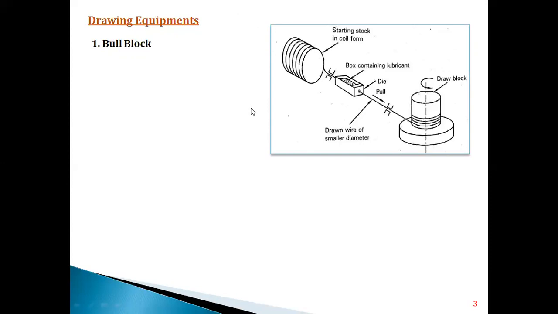We can go on coiling the material around this draw block. Generally the bull block equipment mainly consists of a wire drawing die. This is a wire drawing die, and it is made up of tungsten carbide material. Then there is a rotating draw block, which provides a continuous pull for the incoming wire. And there is the raw material stock which is present in coil form, placed at this point.